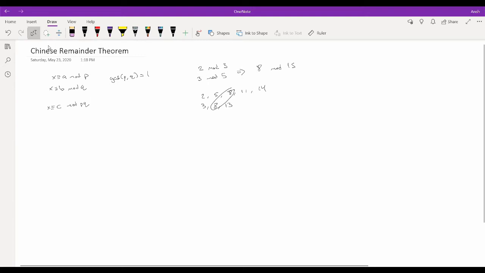So the exact value of C comes out to be A times Q times Q inverse mod P plus B times P times the inverse of P mod Q, and all of this would be mod PQ. So we can take that expression in mod P and mod Q to verify, and we can see that it is equal to A mod P and B mod Q.